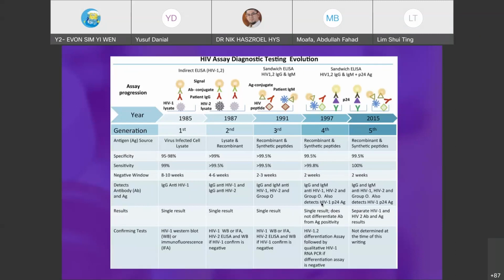However, the new test, fifth generation, can actually separate HIV-1, HIV-2, and can tell you whether it's an antigen or an antibody. So that's significant if you want to know if the patient has developed the antibodies yet. Like, you can know it's a recent infection. Okay.